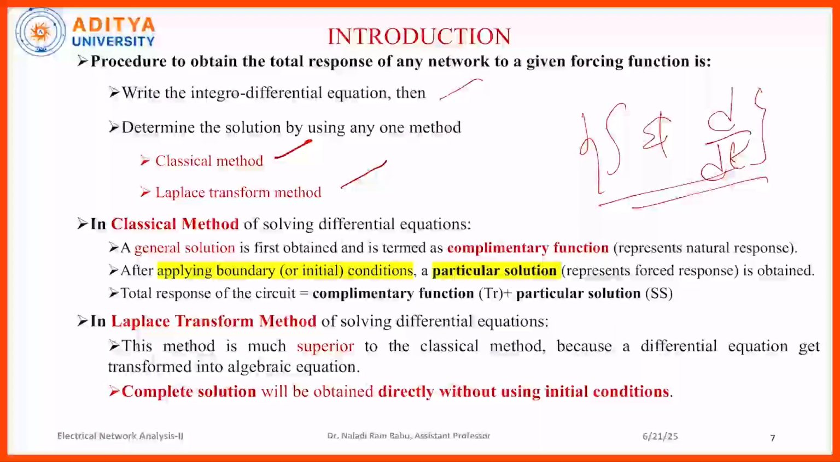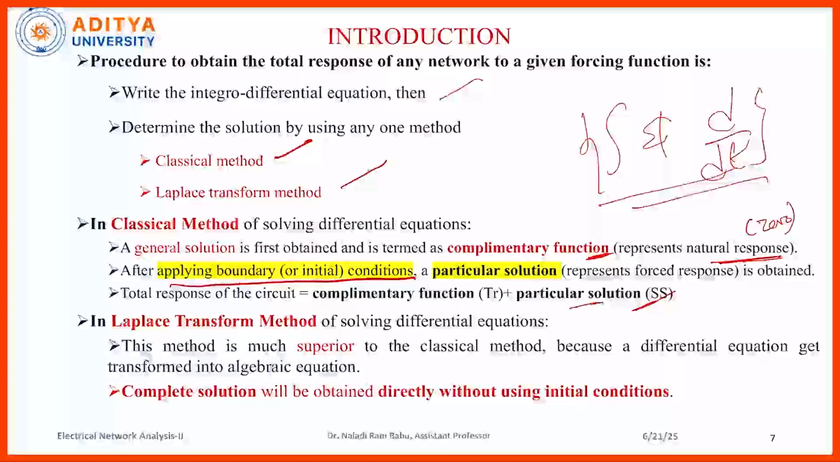Coming to the classical method, you will again be getting two types of solutions. First one is the complementary solution and the next one is the particular solution. The complementary solution represents the natural response, that means before applying boundary conditions. For this it is having zero boundary conditions, and in the particular solution we are going to apply initial conditions or boundary conditions.